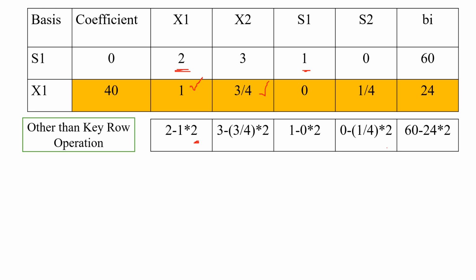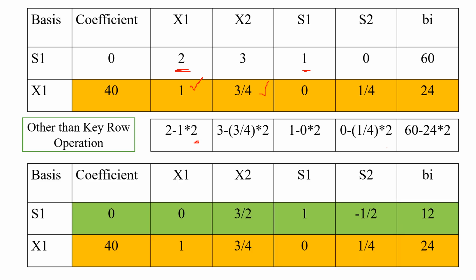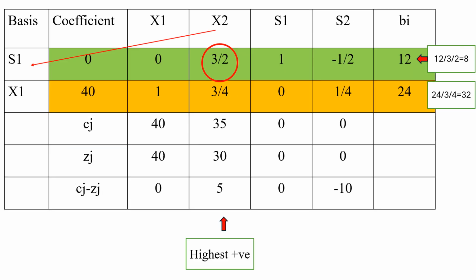In this way you will find the key row elements: 1, 3 by 4, 0, 1 by 4, 24. And other than the key row, you will find 0, 3 by 2, 1, minus 1 by 2, 12. If you understand those things, then another table has been formed.